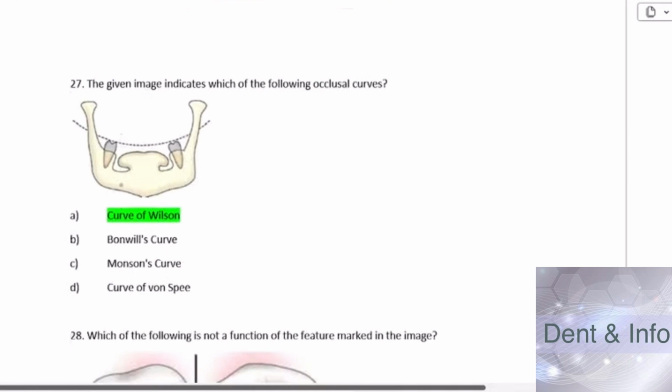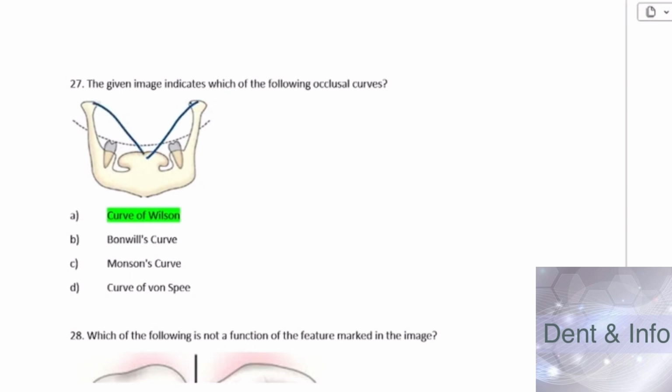Next, the given image indicates which of the following occlusal curves. Now you're looking at the mandible from the front, frontal view. This is going in buccolingual direction, so that is the curve of Wilson. Curve of Spee is observed from the lateral aspect, that will go in anterior to posterior direction. When we join these two, Wilson and Spee, it will give rise to the curve of Monson. Bonwill's triangle proposes that the distance between the center of the condyle and mandibular central incisors as well as the intercondylar distance is the same. They are forming an equilateral triangle.